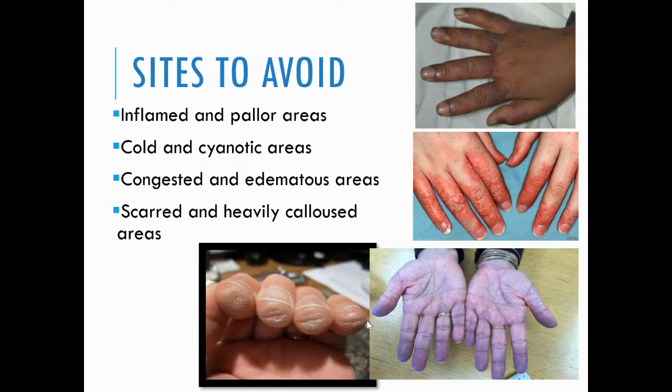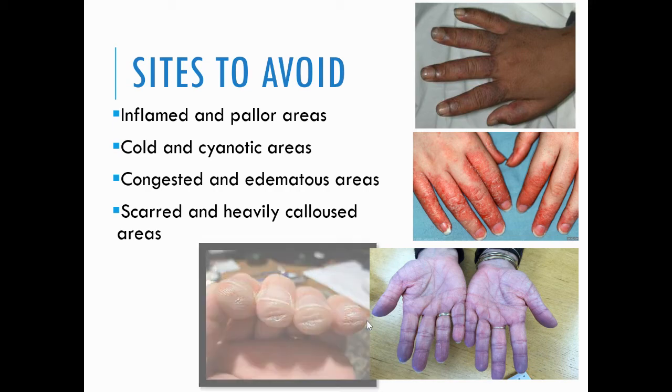Now, sites to avoid: inflamed or pallor areas, cold and cyanotic areas, congested and edematous areas, scarred and heavily calloused areas. So again, avoid areas with irritations, infections, swelling, or allergies. Swollen areas are not allowed because they can affect the samples. Make sure that your site is okay, clean and in good condition. Also, areas with scars or calluses should not be punctured.